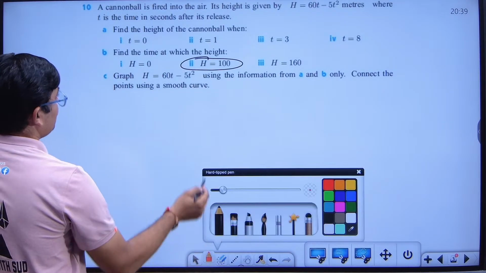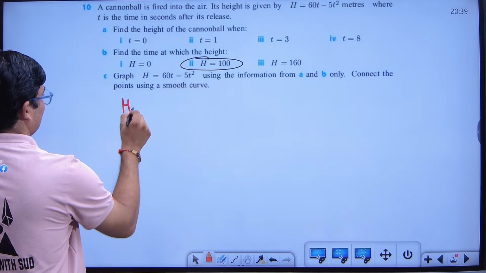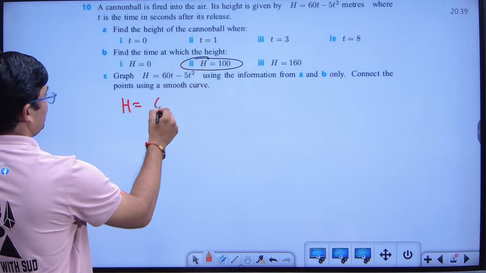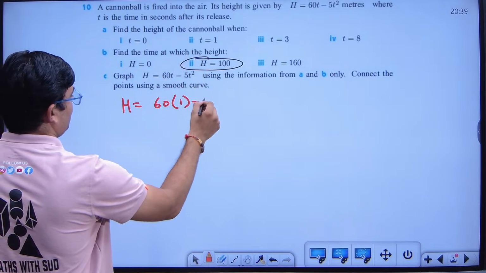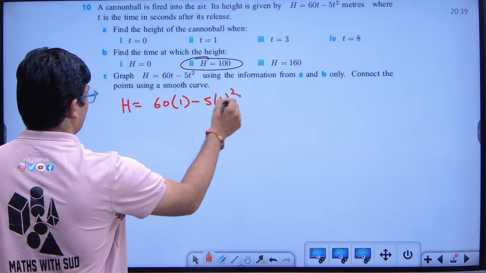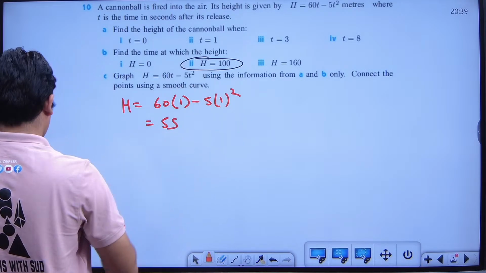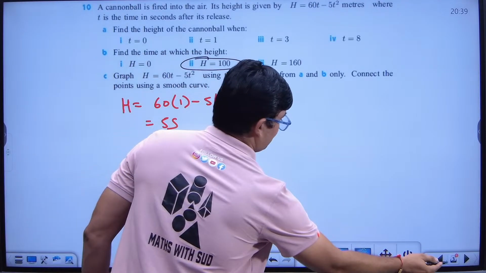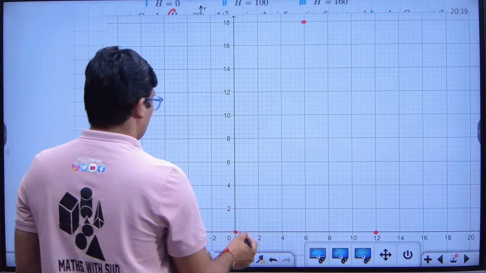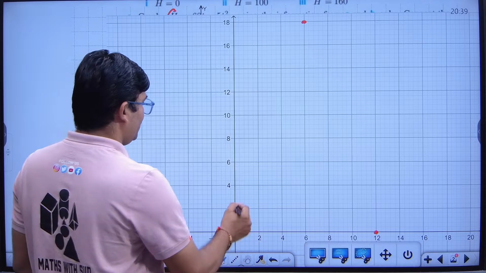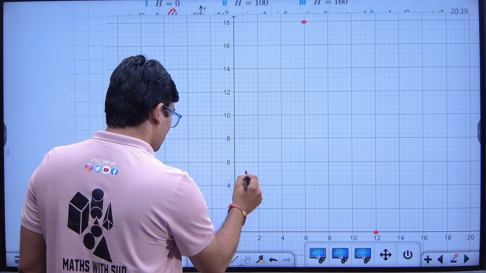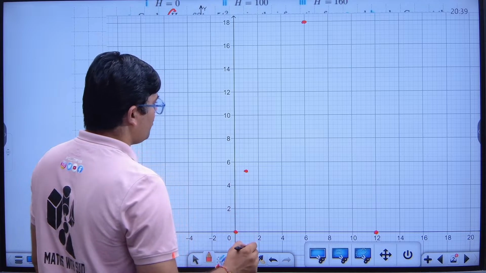Okay, so when t was 1, h was equal to 60 into 1 minus 5 into 1 square. That is 55. So 1 comma 55. So 55 will come between 5 and 6, so 1 will be here. So this is 55, 1 comma 55.